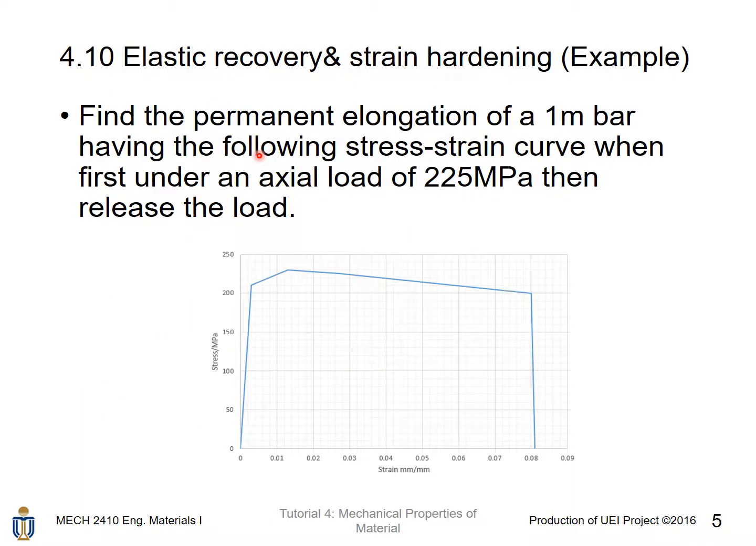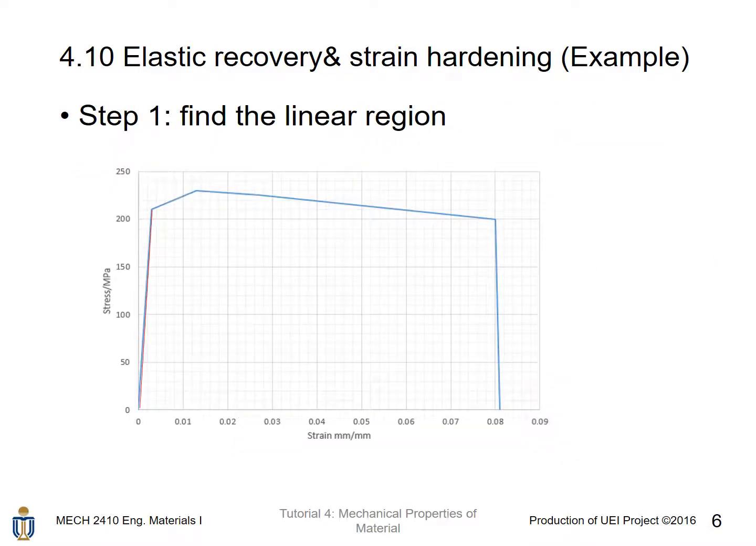Find the permanent elongation of a 1 meter bar having the following stress-strain curve when first under an axial load of 225 megapascal, then release the load. The thing you need to find is the linear region, which is marked by the red line.